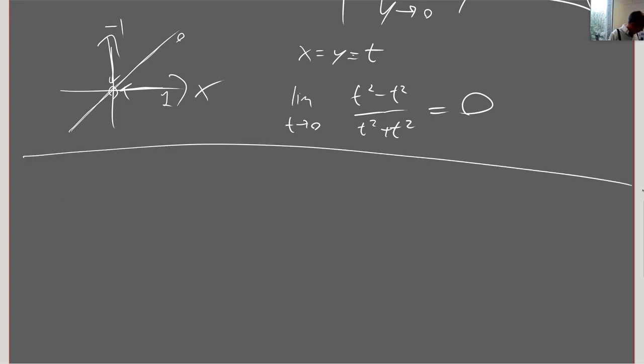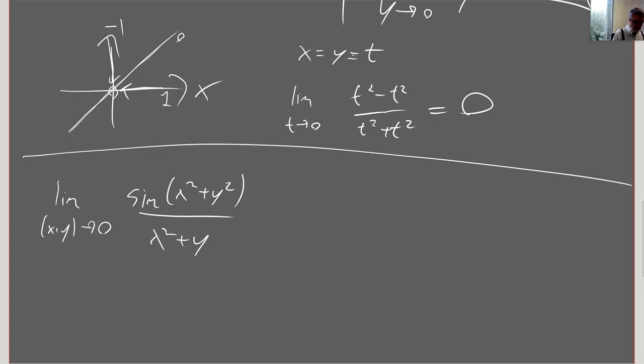And so in the book, they do the other example. You have the limit as x and y both go to 0 of sine of x squared plus y squared over x squared plus y squared. And here, what happens is it doesn't matter how you approach, how they go to 0. You're always going to get 1. And so this has limit 1.